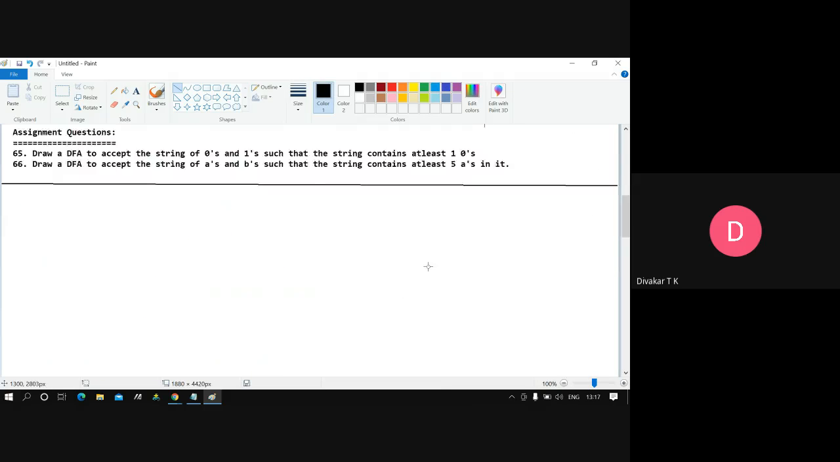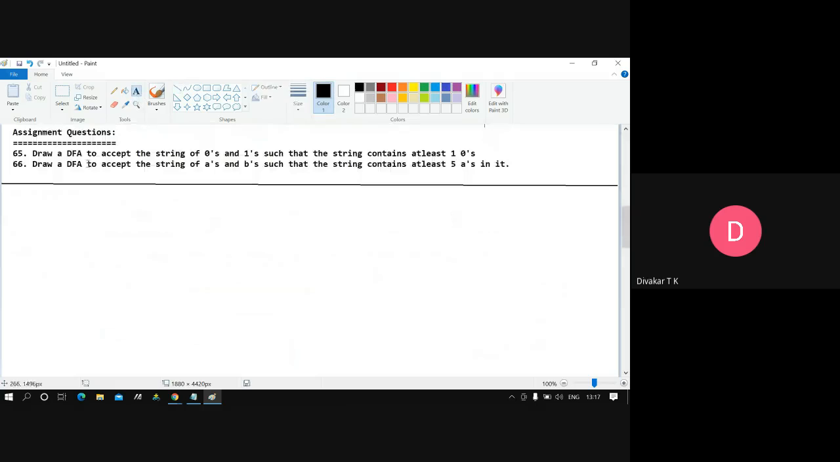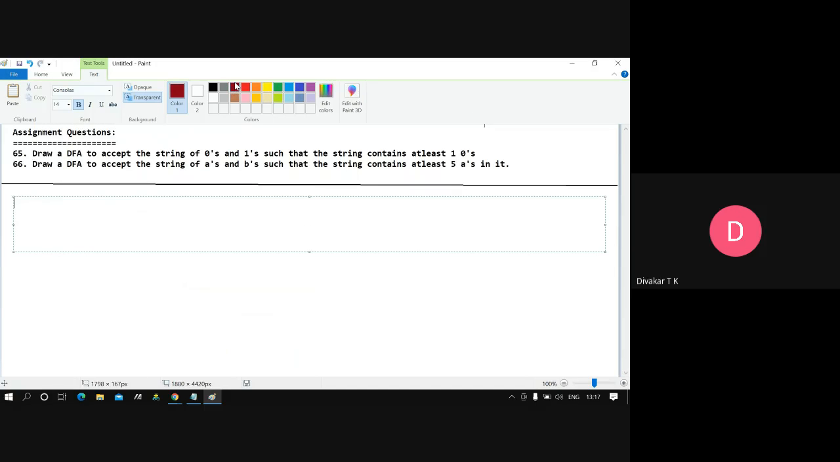Now we are done with the type number 9 problems. Then we are moving to another set of problems, that is type number 10. So what is the type number 10 problem? I'll write it as special case problems.